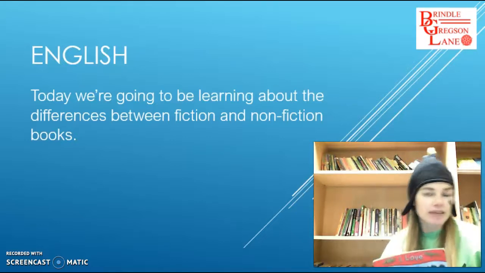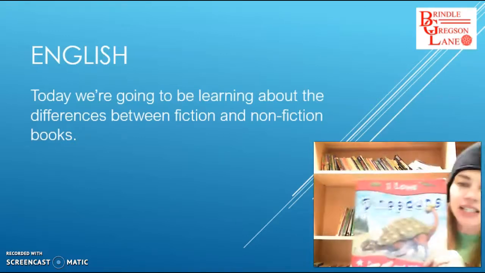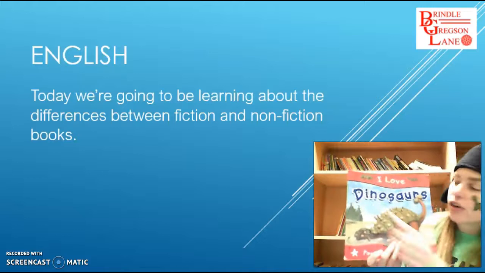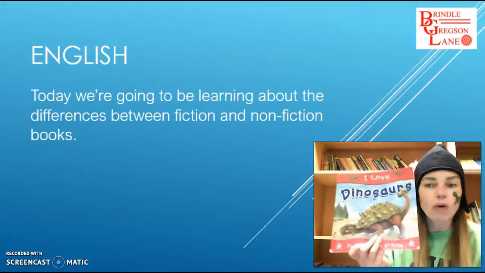We are going to be having a little change and we're going to be reading a non-fiction book. This is the book that we're going to be reading this week and it's called I Love Dinosaurs and it's going to help us find out all about them.